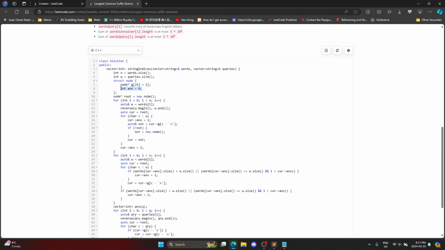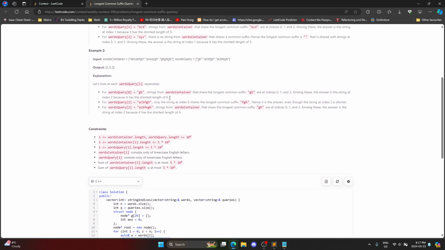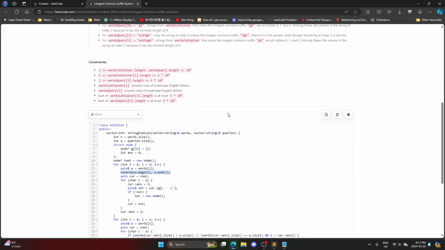In each node, I keep track of the answer. So this part, I just insert them into the trie. I probably don't even need these 2 lines. Anyways, I reverse so that I'm traversing suffixes. If I have this query CD, we'll go D and C, and these words will be in reverse order. So if I insert this, it will be DCB. That way, this D is traversed, C is traversed, so we'll be able to find this BCD.